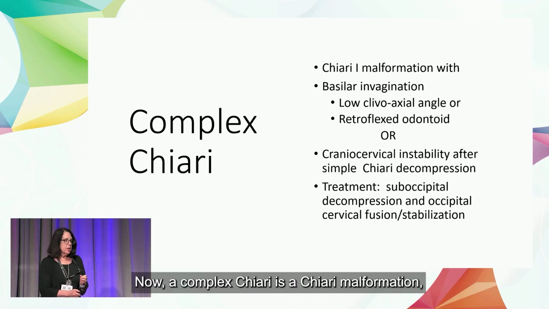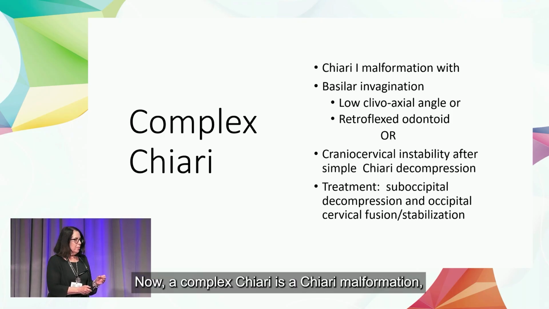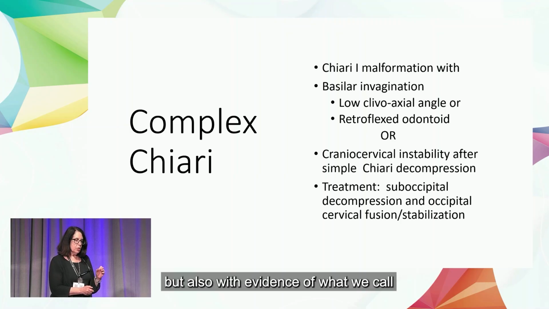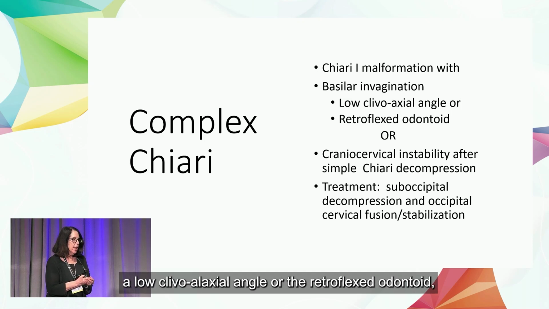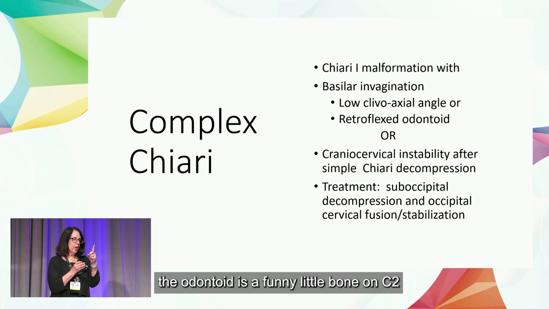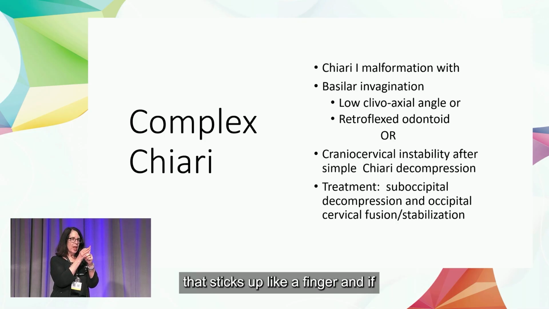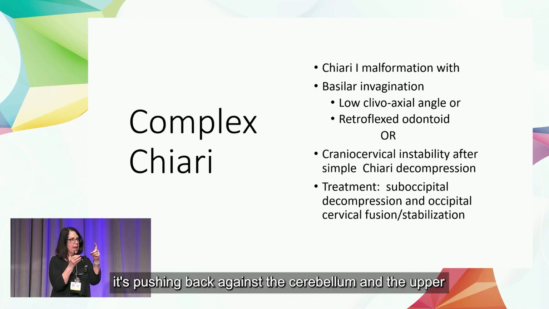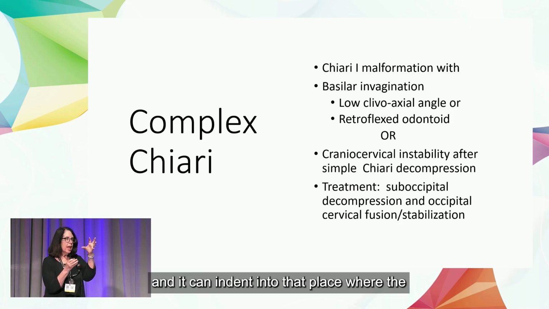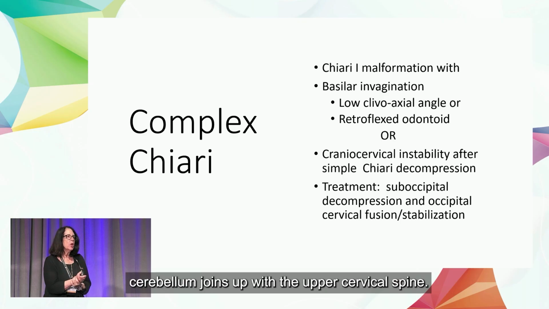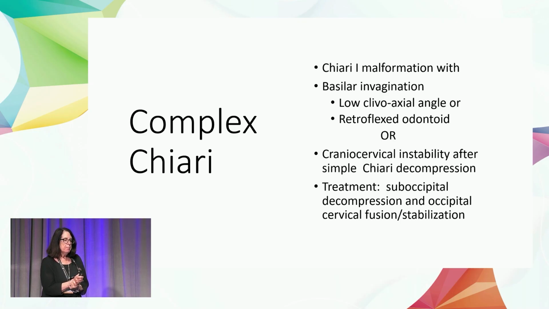Now, a complex Chiari is a Chiari malformation, but also with evidence of what we call basilar invagination, which can be caused by either a low clival-axial angle or the retroflexed odontoid. The odontoid is a funny little bone on C2 that sticks up like a finger, and if it's pushing back against the cerebellum and the upper cervical spine, that's what we call a retroflexed odontoid, and it can indent into that place where the cerebellum joins up with the upper cervical spine.